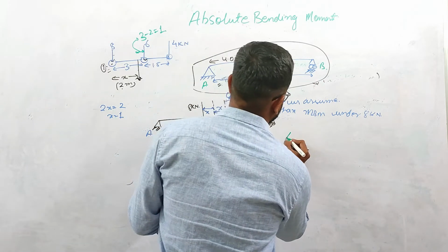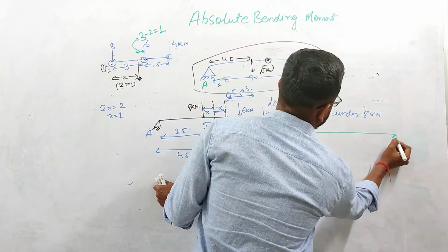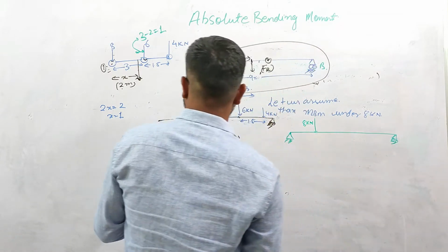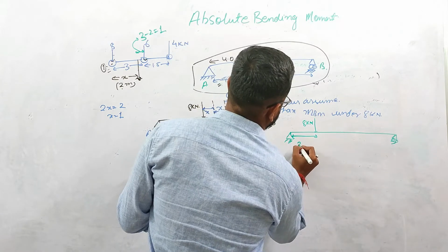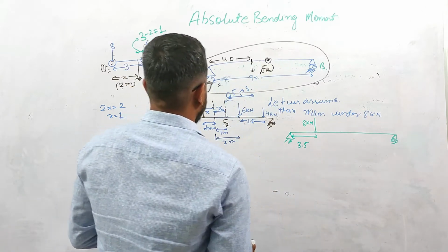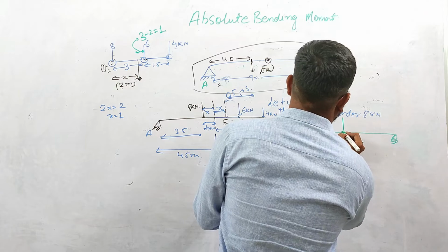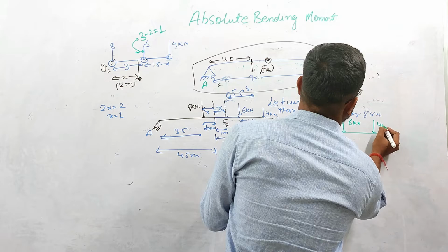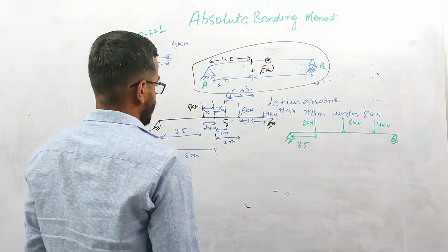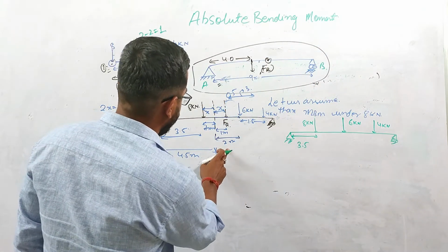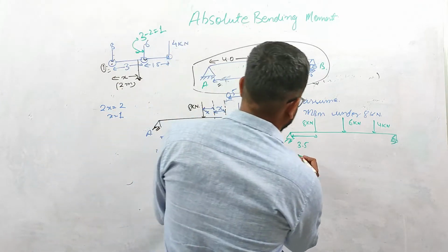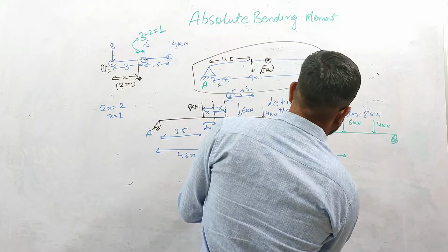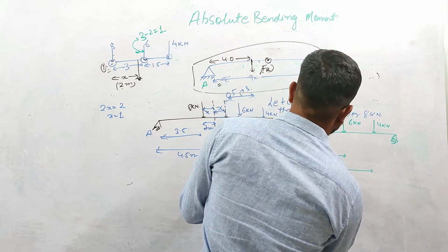Let us draw this beam again. This is the beam. The 8 kilonewton load will act at this point, at a distance of 3.5 meters. Then the 6 kilonewton load will act, and here the 4 kilonewton load will be there. So this is 4.5, this is 6.5. This distance will be 6.5 and this distance will be 8.